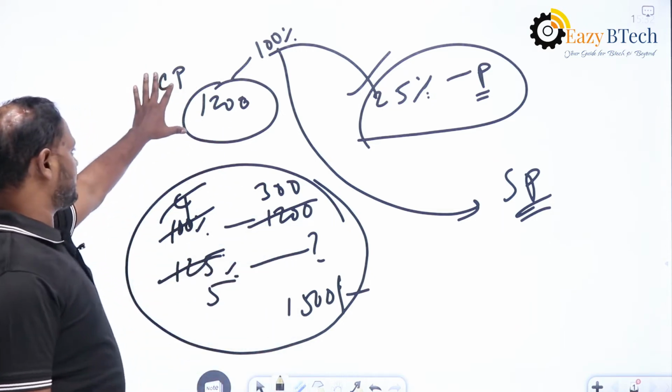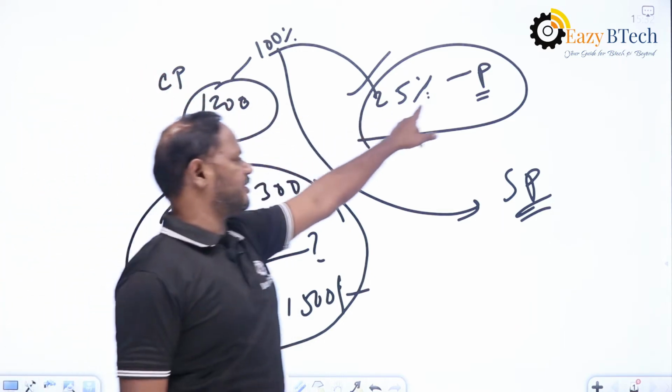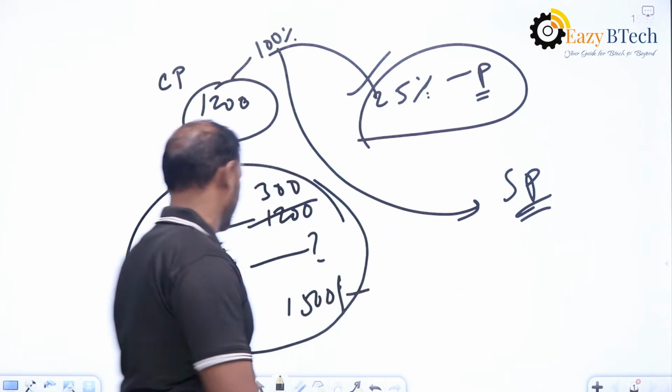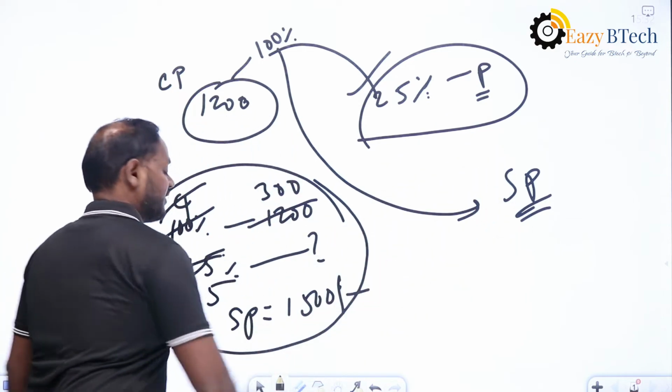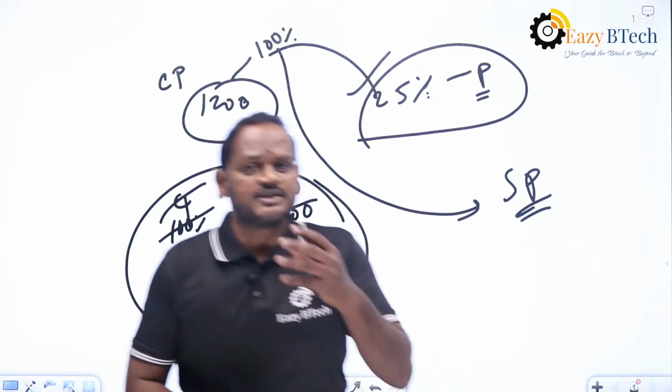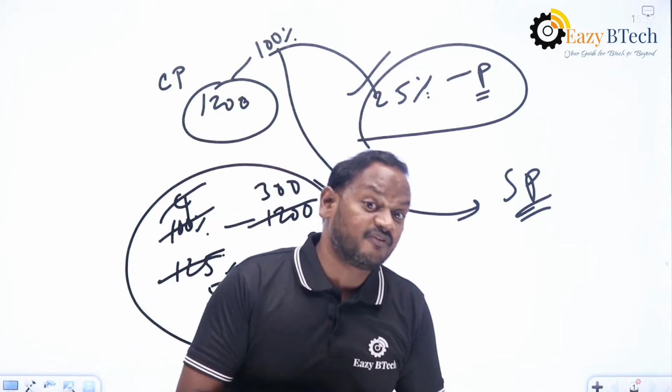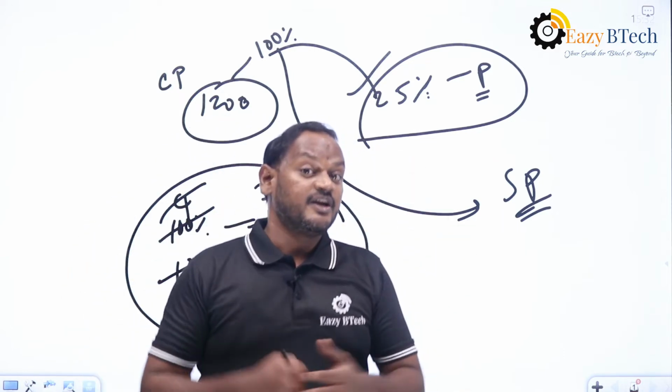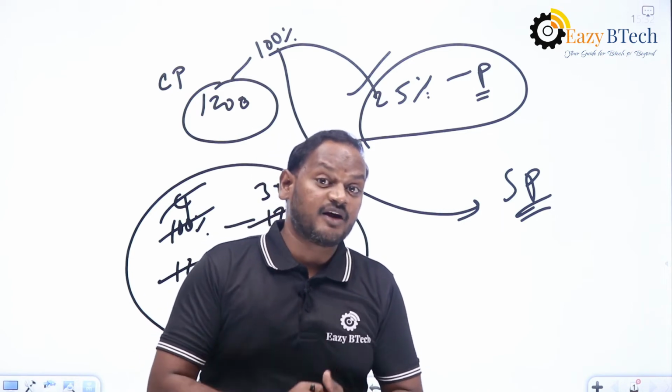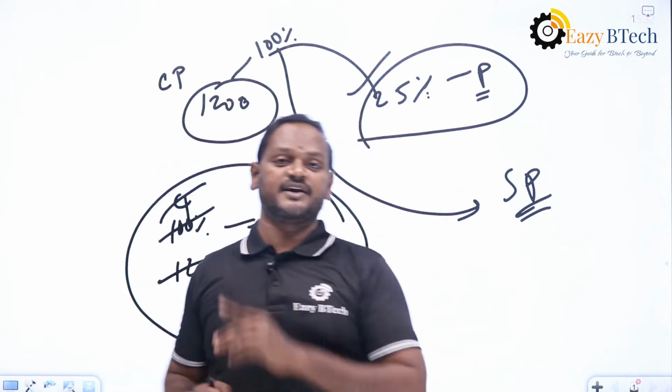The cost price is given. I bought an article for 1200 and sold it for 25% profit. Find the selling price. The selling price can be 1500. If I get 25% profit, selling price is 125%. If I get 30% profit, the selling price should be 130%. If I get 40% profit, selling price can be 140%, right?